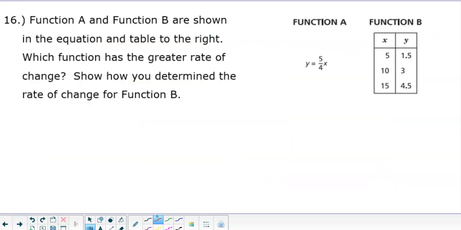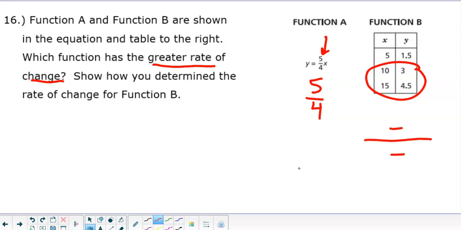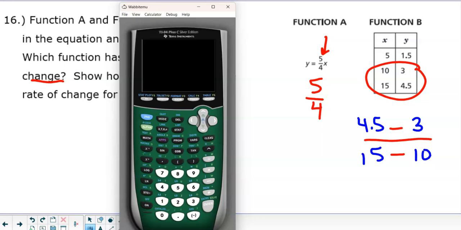The last box asks you to compare the rates of change. Which function has a greater rate of change? Well, when you have an equation, you just need to use your eyeballs. The rate of change is 5/4. But when you have a table, you need to pick 2 points. You need to set up your giant subtraction fraction, and you need to put those points into this formula. And then you pick up a calculator, and you compute.